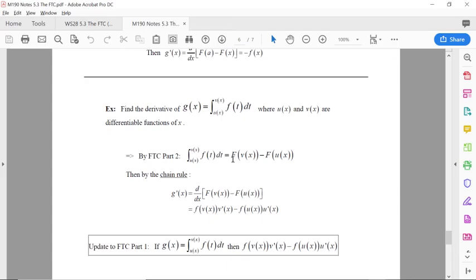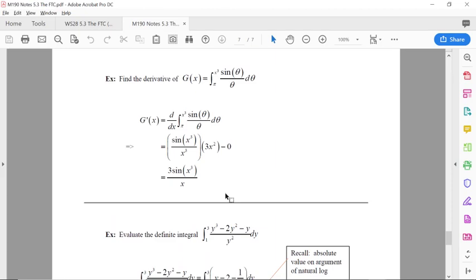The chain rule: we're going to take the derivative of the outer function. Well, the derivative of big F would just give us back the little f. And of course, with the chain rule, we leave the input alone for the moment. Then we multiply by the derivative of the inner function. Then we do the same for the antiderivative on the lower bound. So the derivative of F of u of x would be little f of u of x times u prime of x.